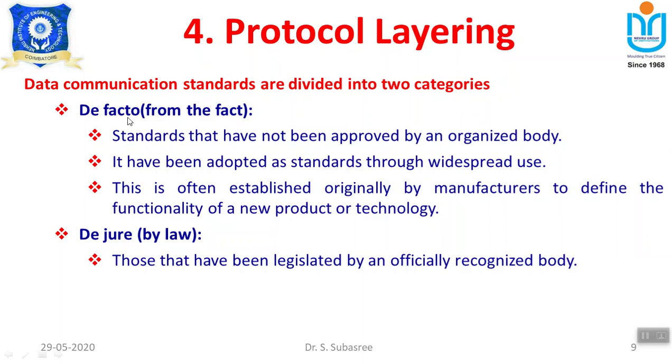As far as de facto is concerned, the organized body doesn't give an approval for that product because it is a new product. So without using that product, how can we say that it is a standardized one? It has newly come to the market and I have purchased that product, and from the facility available from the design, I am accepting that product. Then it is coming under de facto. It has been adopted as a standard through widespread use. If I have produced one product and that product is purchased by many people, because without any fault only people will purchase, is it not?